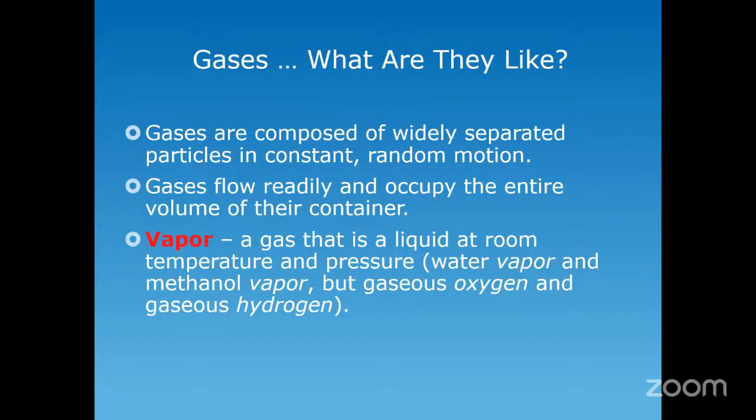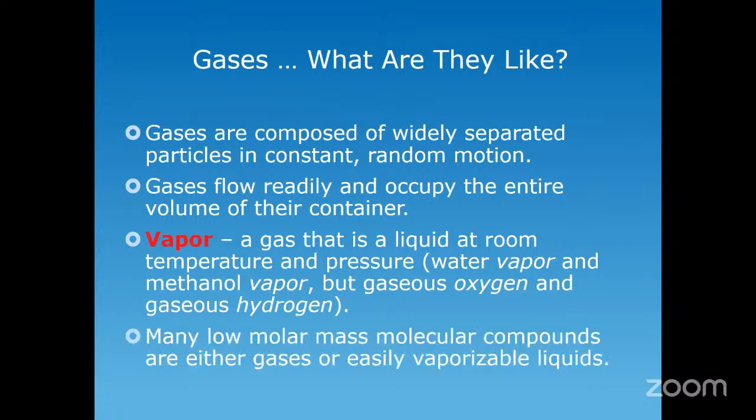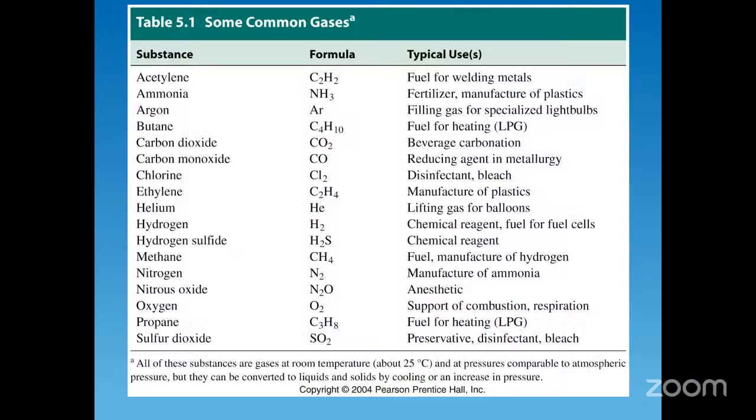On the other hand, if you have gases that exist as gases under normal conditions, like oxygen and nitrogen and so on, then we simply use the term gases for those particular substances. And what you'll find is that there are many compounds whose molar masses are very low. They can easily vaporize from liquid to gas, or they exist already in the gaseous state, all right? And this is just a list of a few gases and their uses, so you can look at that at your own leisure.